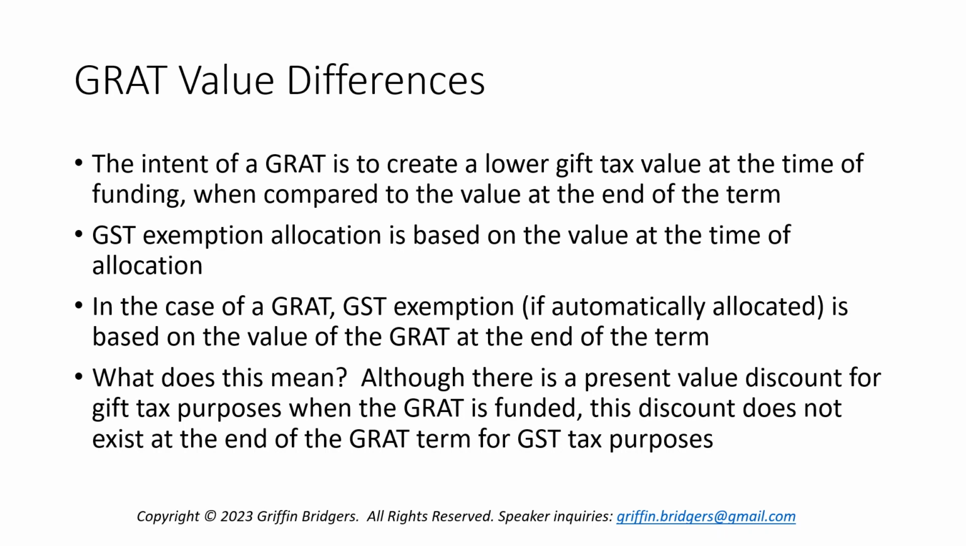But because of this ETIP, we can't allocate GST exemption to that lower discounted gift tax value. So the significance is that even though we get that present value discount for gift tax purposes at the time of GRAT funding, we don't get that present value discount for purposes of allocating GST exemption. Instead, we're stuck with a rule that says we can only allocate GST exemption based on the remainder value of the GRAT at the end of the GRAT term, at which point it passes on to other beneficiaries due to that termination of the grantor's interest, which consequentially is what creates the ETIP and creates the termination of the ETIP that creates this issue to begin with.